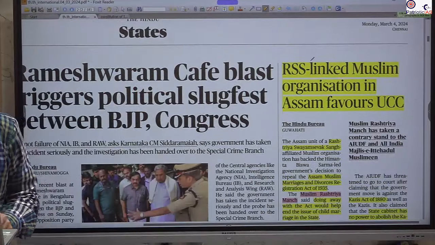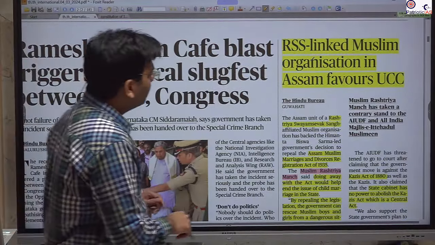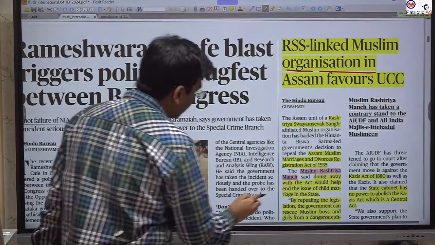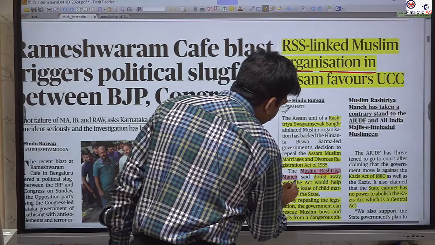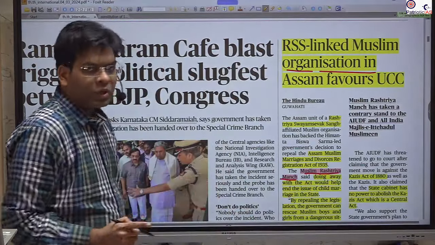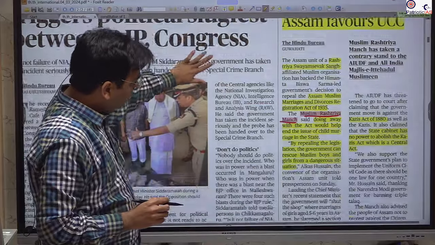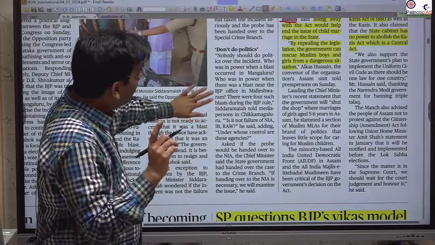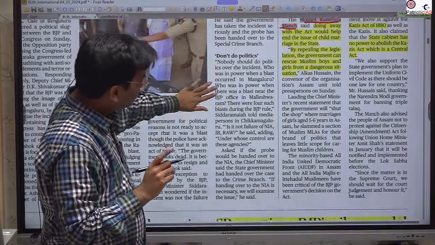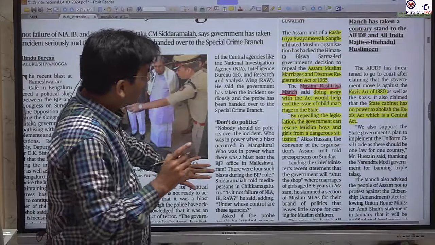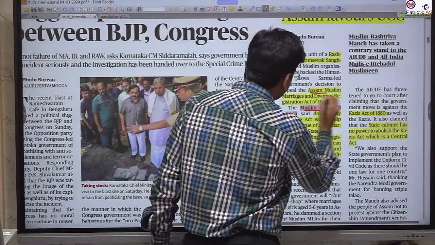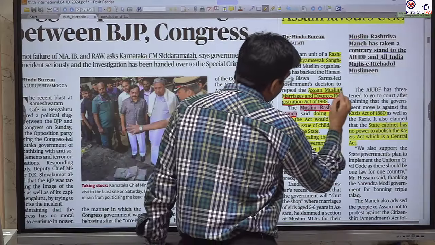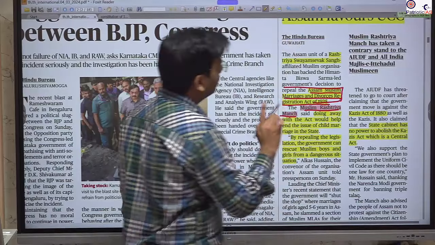The next important news is with respect to an RSS linked Muslim organization. The name of this organization is the Muslim Rashtriya Manch, and it is supporting the Uniform Civil Code proposal, in the context of the recent repeal of Muslim laws, particularly the Muslim marriage law, by the Assam government. What is this law? The Assam Muslim Marriage and Divorce Registration Act of 1935 has been repealed by the Assam government.